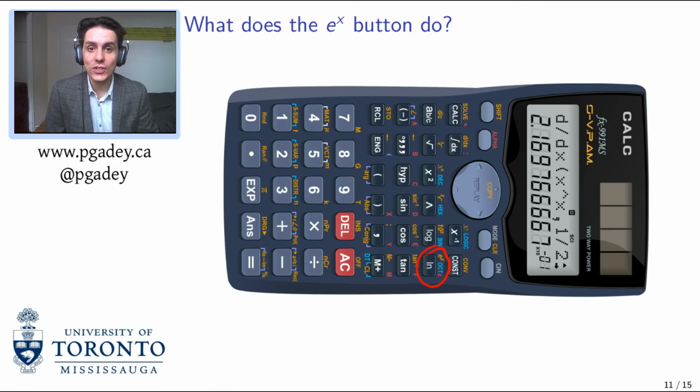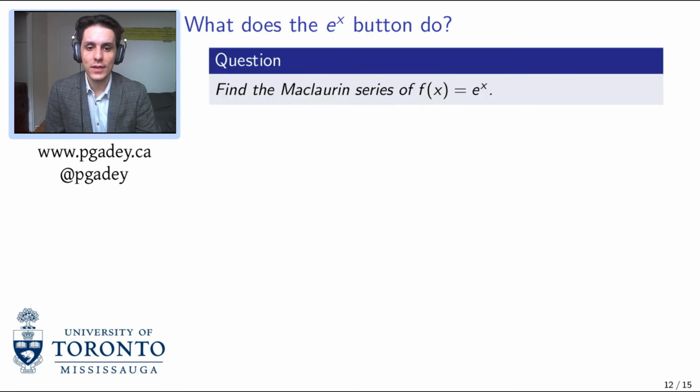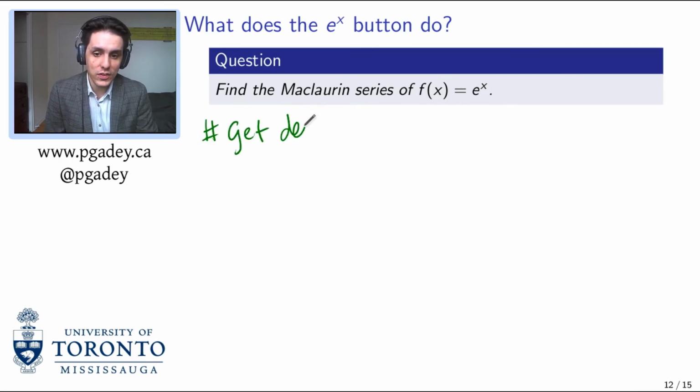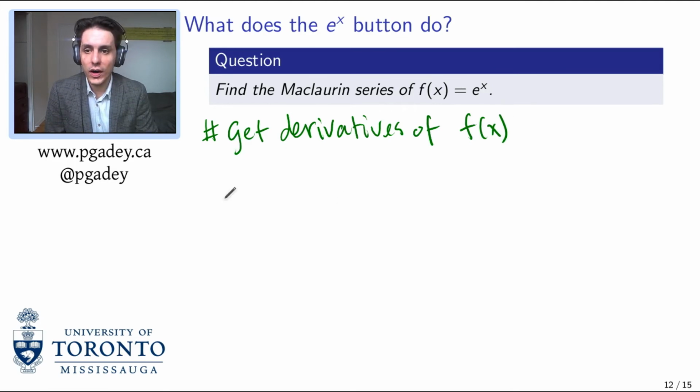So we're going to answer this using the theory of power series. Let's check it out. We're going to find the Maclaurin series of f of x equals e to the x. Our first step is going to be to get the derivatives of f of x. Our first derivative is going to be e to the x.